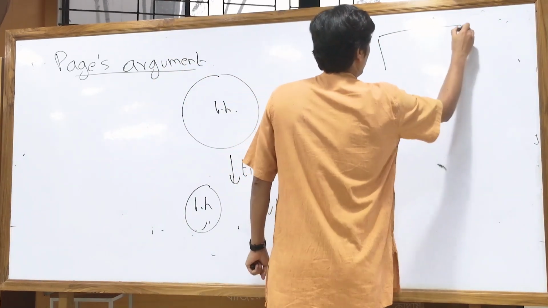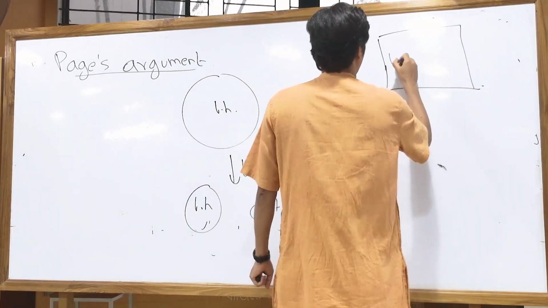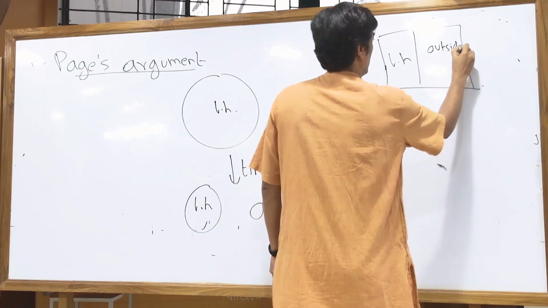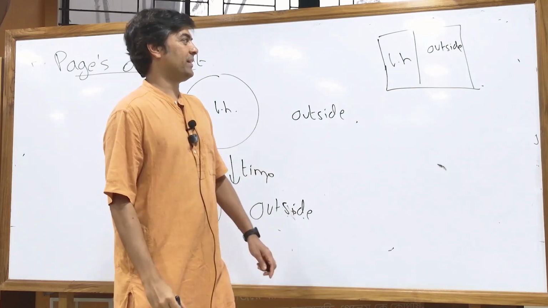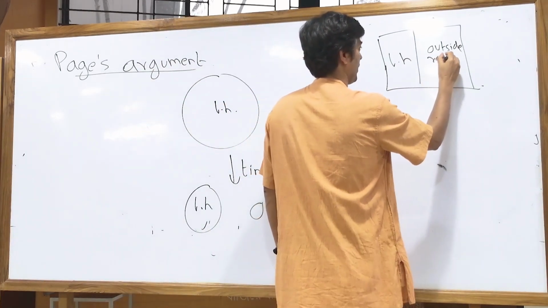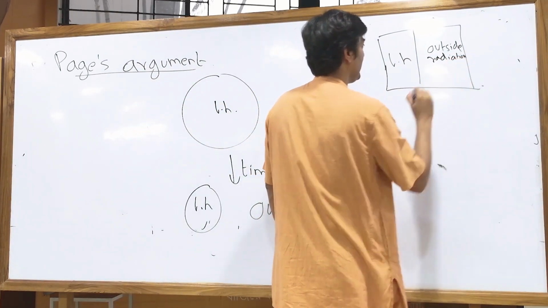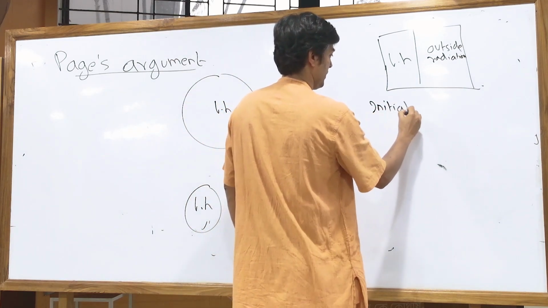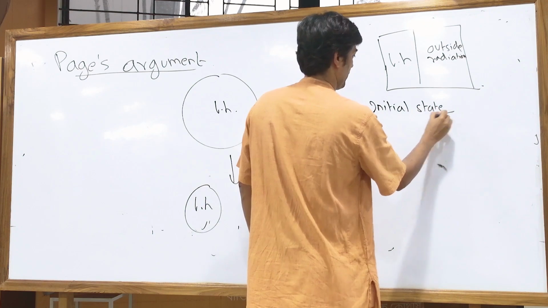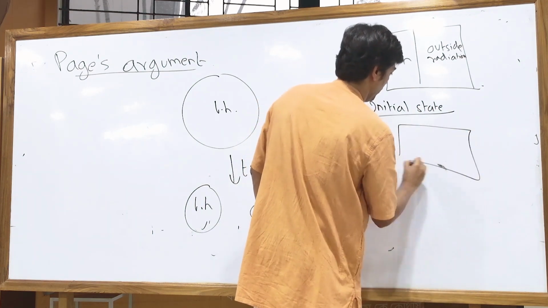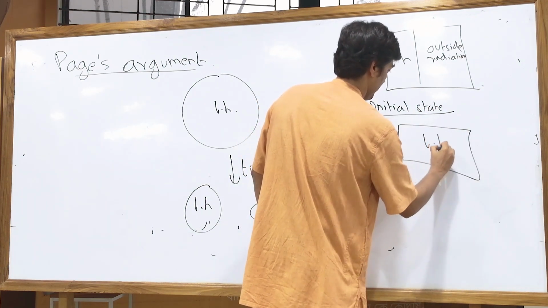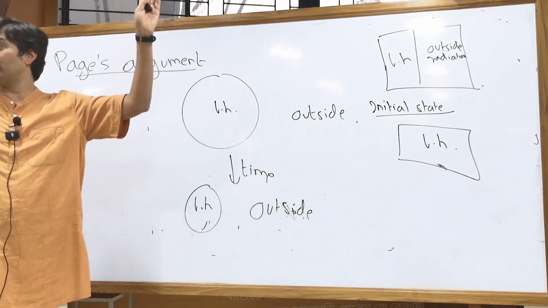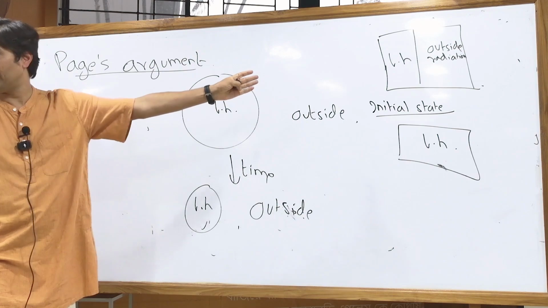So the intuition Page had was that you think of a box with a fixed total number of degrees of freedom. Okay. So this is the black hole and this is the outside radiation. Initially, you start with the black hole occupying the full box. This is the initial state. And there's no radiation outside. The black hole has just formed.